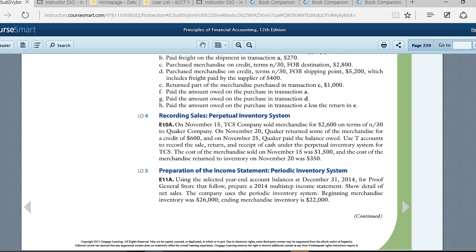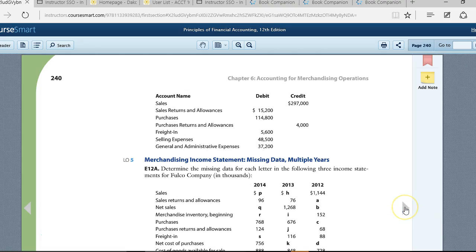Using the selected year-end account balances at December 31st, 2014 for Proof General Store that follow, prepare a 2014 multi-step income statement. Show detail of net sales. The company uses the periodic inventory system. Beginning merchandise inventory was $26,000. Ending merchandise inventory is $22,000. So it gives us our various accounts if they're debited or credited.